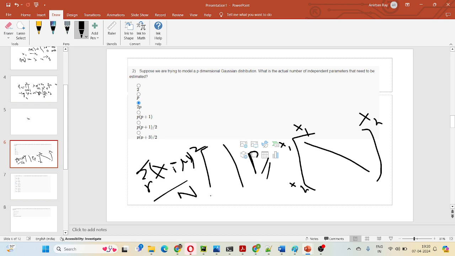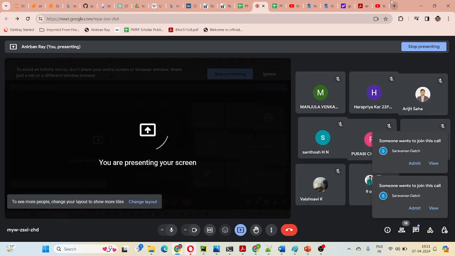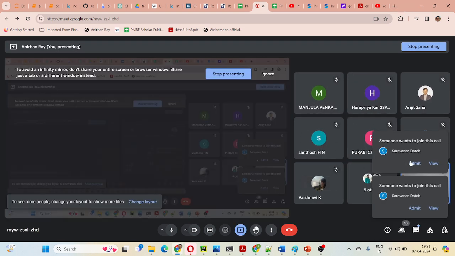Okay, so this is the actual variance calculation. What happens is that when you have x2 here and the entry is x2, then to calculate the entry for x1 and x2, you need to calculate the covariance. So what is covariance? Let's see.